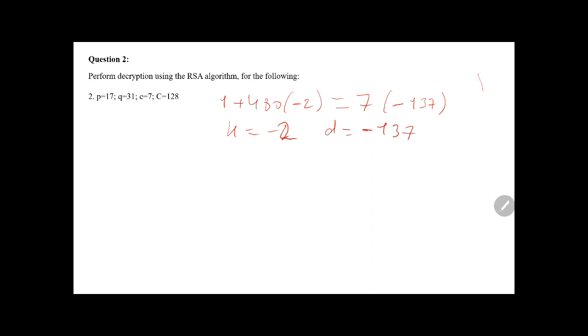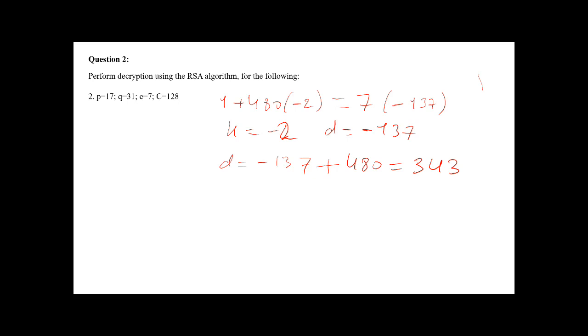Okay, we can't have the D as a negative number. So basically what we do here is a very small trick. Whenever we have the D as a negative number, we get D as follows. D will be equal to the value here, the negative value, which is 137, plus Euler's totient, which was P minus 1 times Q minus 1. In our case here, Euler's totient was 480. So the D here will be negative 137 plus 480, which is 343. This will be our D, which is our private key.